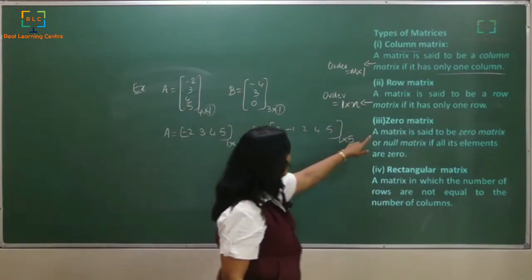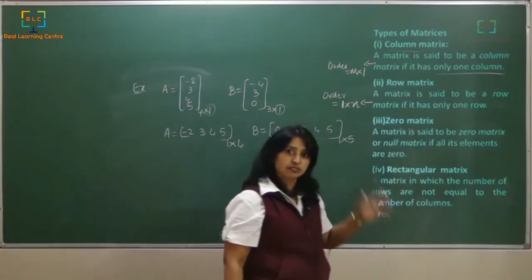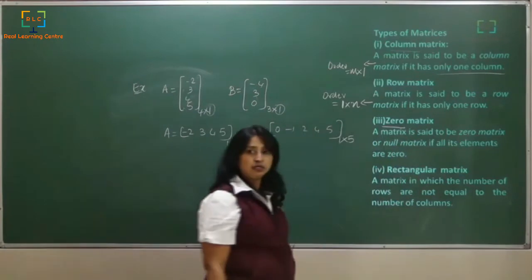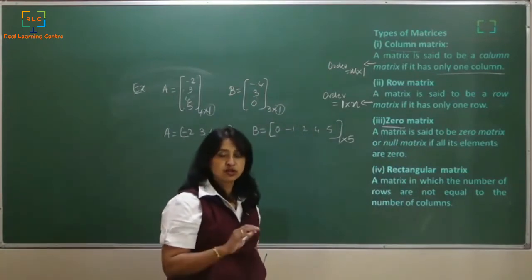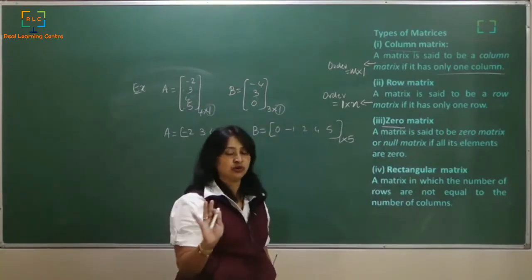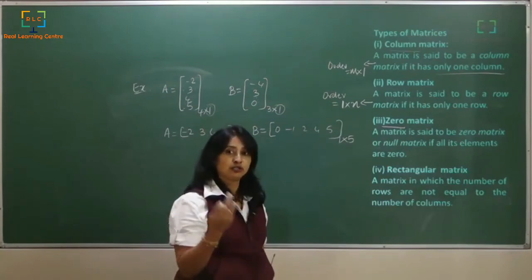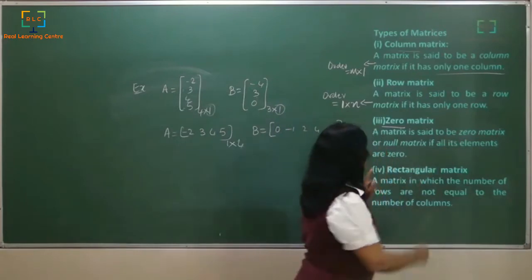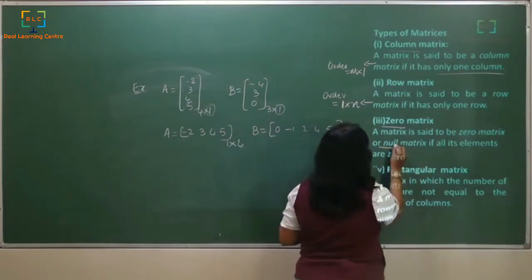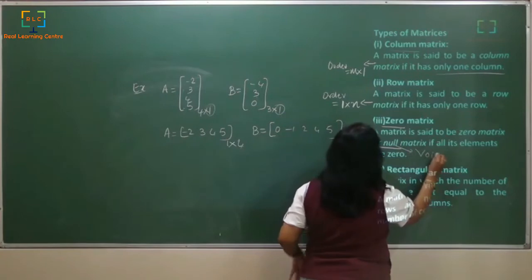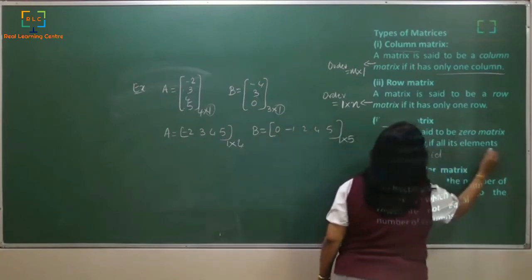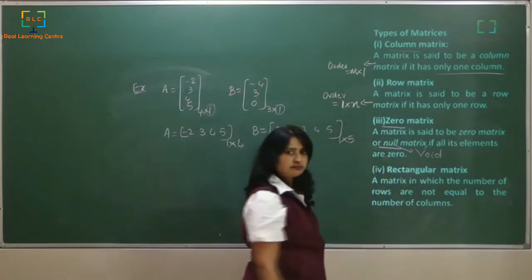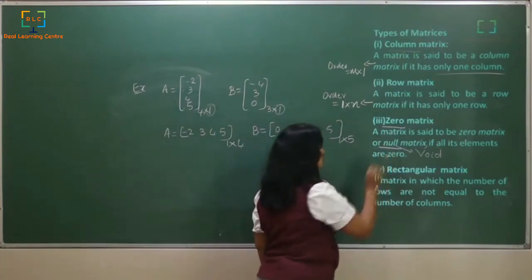Next we come to the zero matrix. What do you mean by zero matrix? The name itself tells you that the elements will be equal to 0. We should not say all the elements are zeros. No, every element is equal to 0. A matrix is said to be a zero matrix, also called a null matrix or a void matrix, if all its elements are equal to 0. We generally write it as equal to 0.